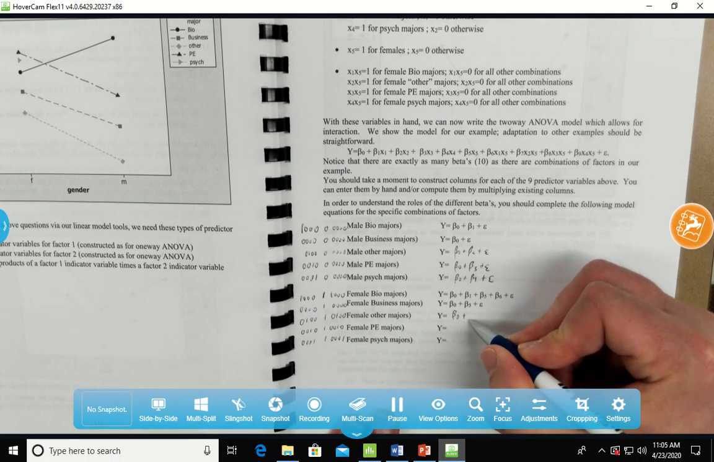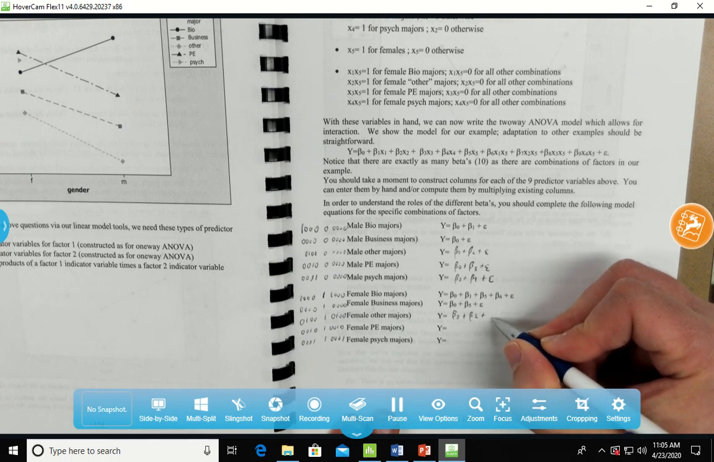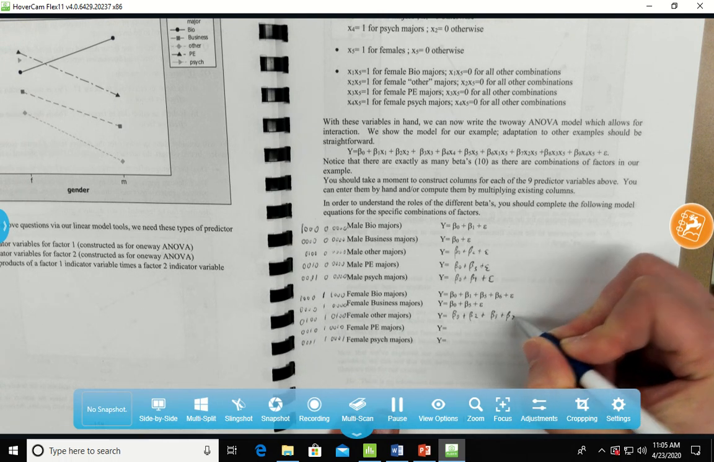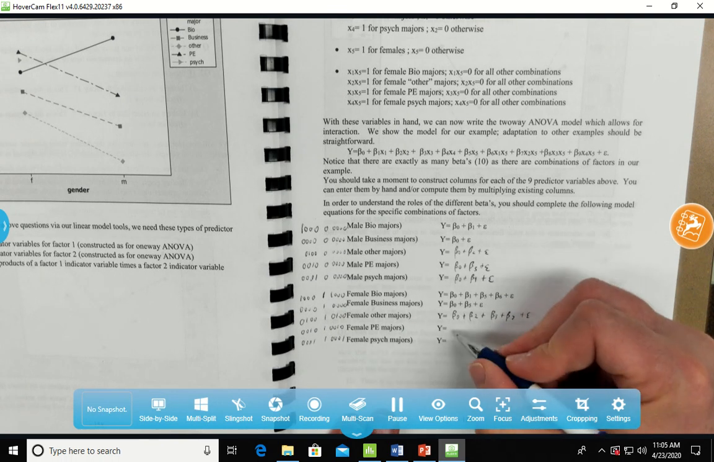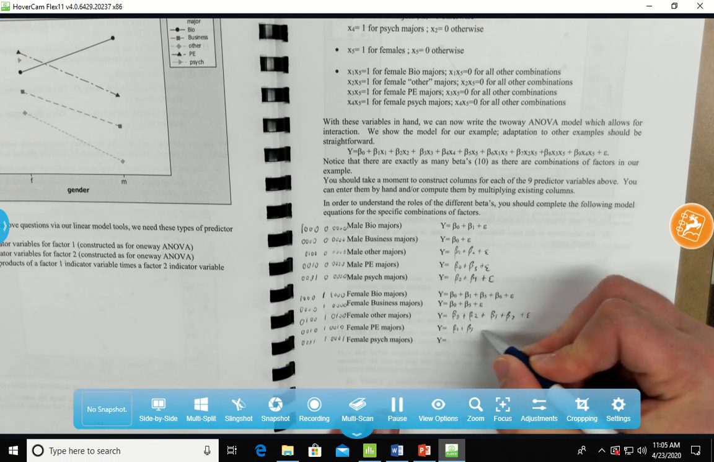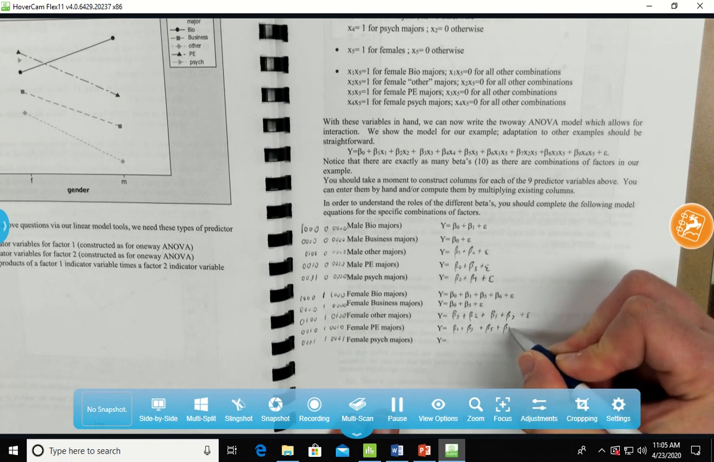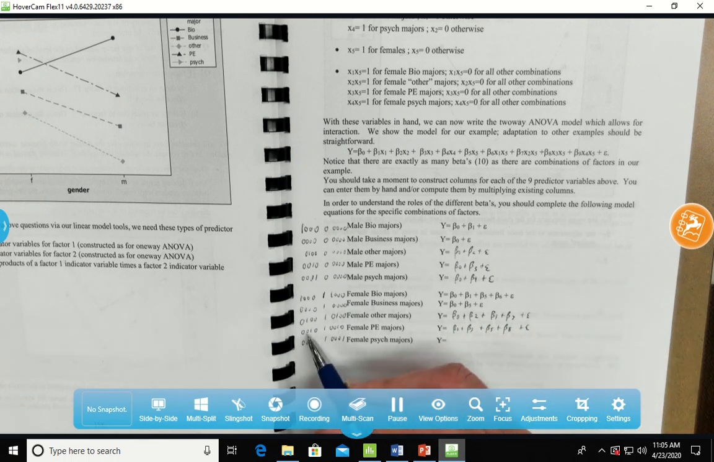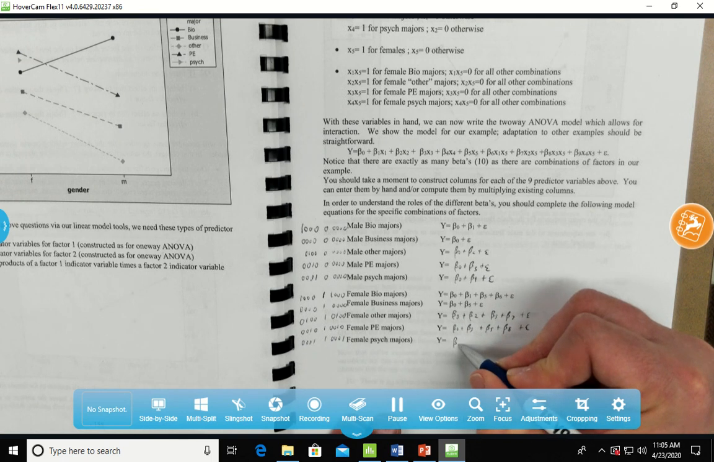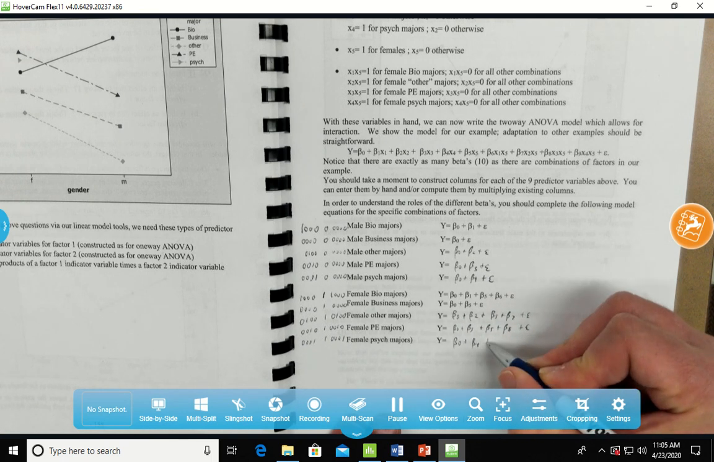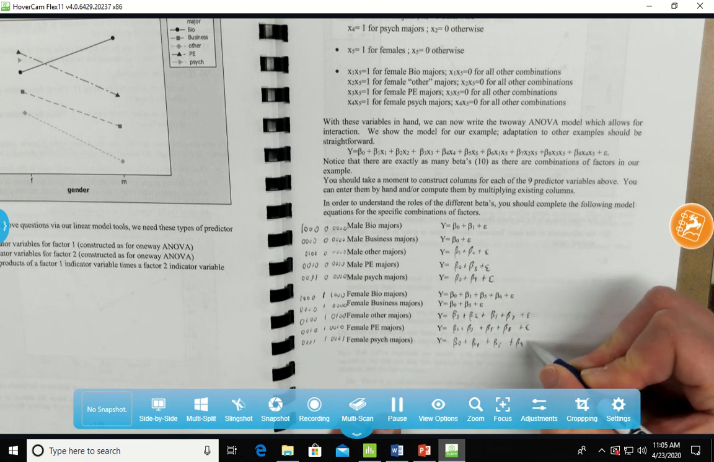Everybody gets a beta naught, so this would be beta naught plus beta 2 plus beta 5 plus beta 7 plus a little epsilon. And then you get beta naught plus beta 3 plus beta 5 plus beta 8 plus epsilon. Everybody gets a beta naught. 1, 2, 3, 4, 5, 6, 7, 8, 9. And the same thing here, beta naught plus beta 4 plus beta 5 plus beta 9 plus epsilon.